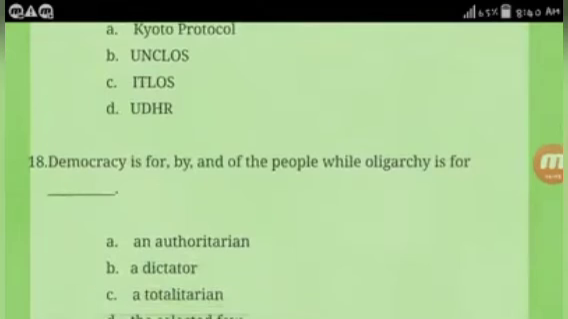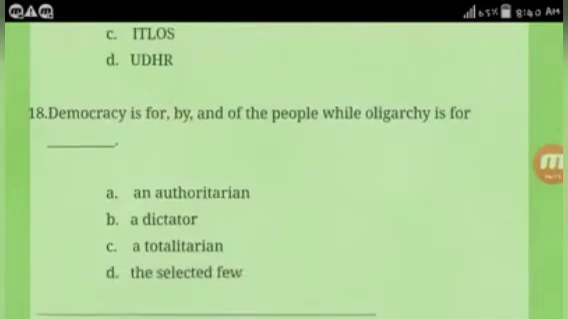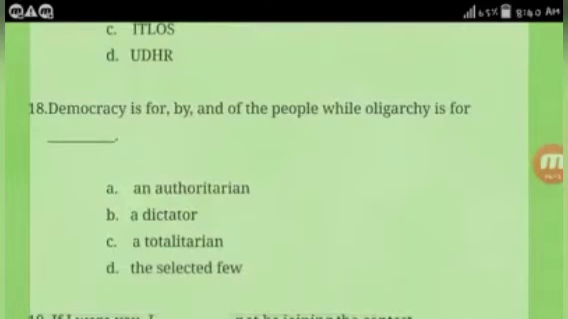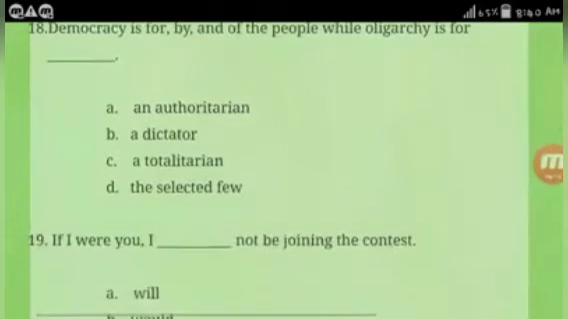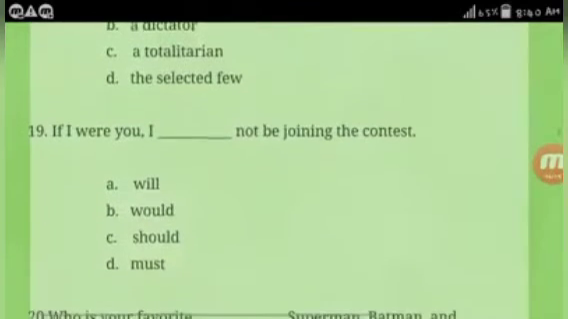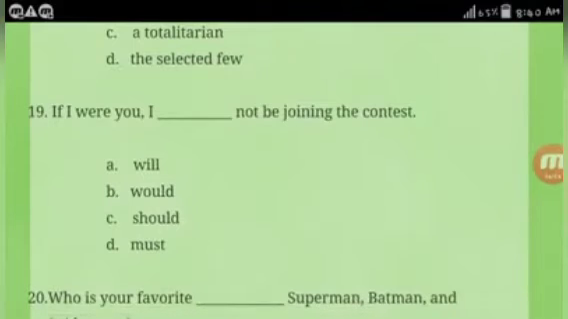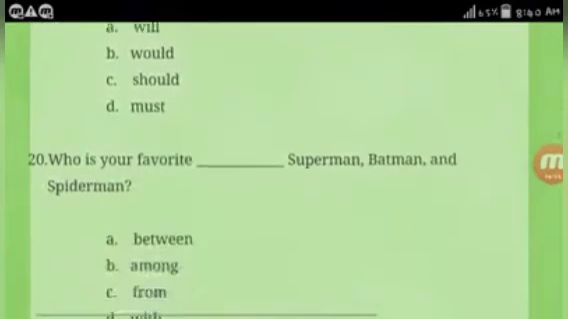Next, democracy is for, by, and of the people, while oligarchy is for the selected few. Okay, selected few. Only few people. Next one, 19. If I were you, I blank not be joining the contest. So here the answer is letter B, would. If I were, I would. Okay, like that.